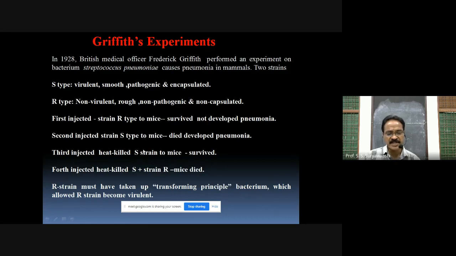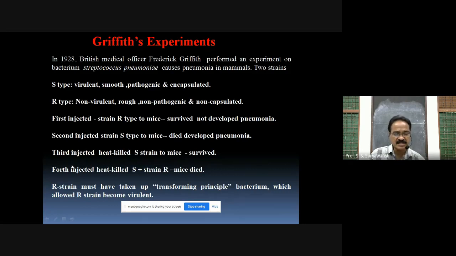So these three experiments denote to us that R is not responsible, of course, but S is responsible for a certain type of disease, that is pneumonia. But when he treated that S strain, that is the heat-killed S strain, he found that whatever contents were responsible for the pneumonia became inactive, or it was killed, in short. And he found that all the mice survived without any infection. So these are the three experiments.